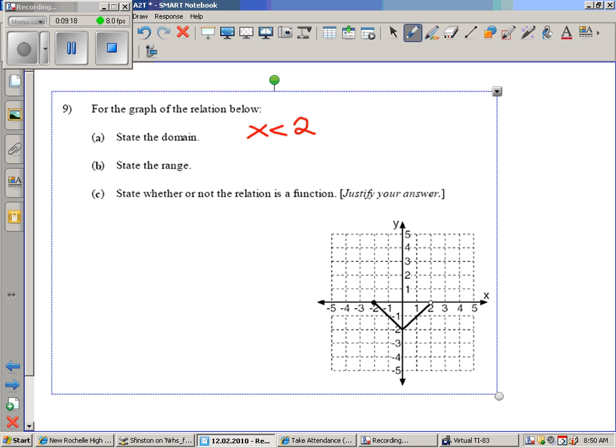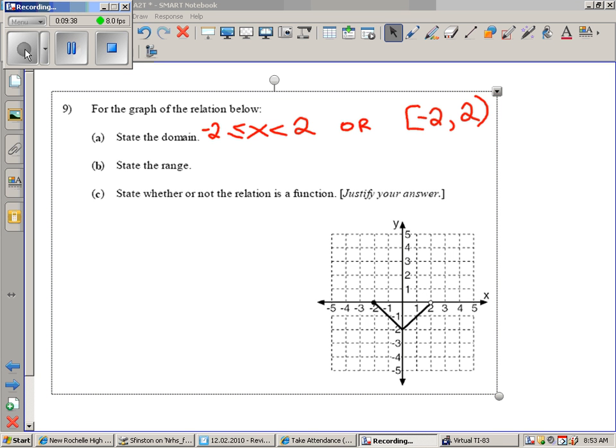Less than 2, but it's got to be greater than or equal to negative 2. And you could say it this way, or you could say hard bracket because of the filled in circle, negative 2, comma, soft bracket because of the open circle. So here's the hard part.